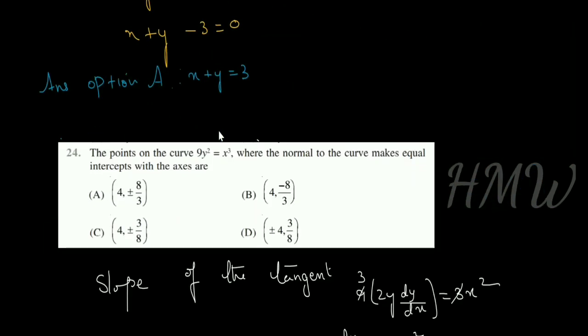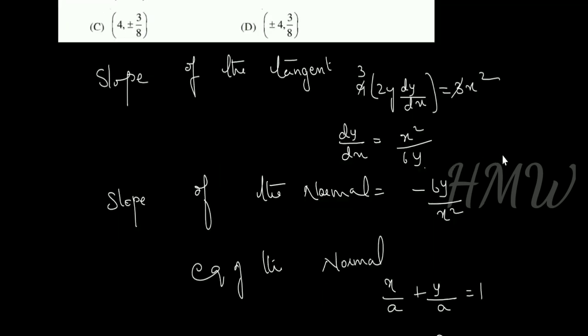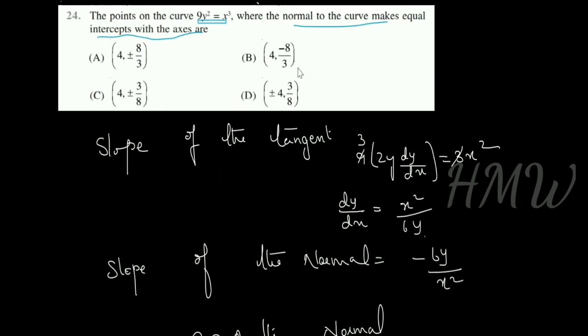Now question number 24. The points on the curve 9y square is equal to x cube, a cubic curve. The normal to the curve makes equal intercepts. This is the condition given. Now what is the slope of the tangent? Let us find the slope of the tangent. So 9y square is x cube. Differentiate: 9 into 2y dy by dx is equal to 3x square. So dy by dx is equal to x square by 6y. 3 and 3 get cancelled.